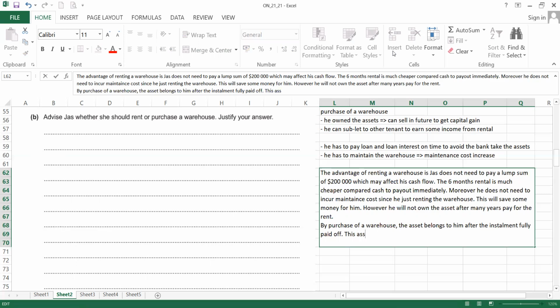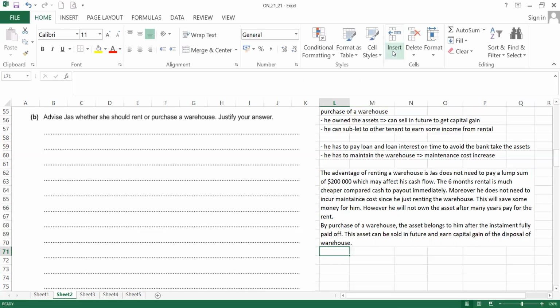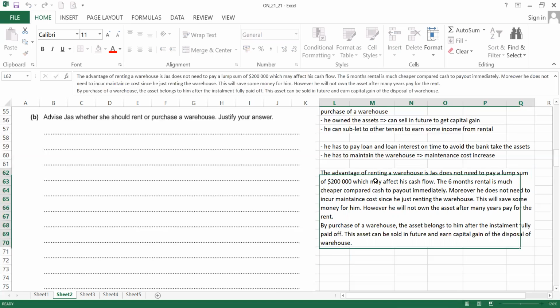This asset can be sold in future and earn capital gain on the disposal of the warehouse. So this is an advantage. So disadvantage. Okay, what's the disadvantage?